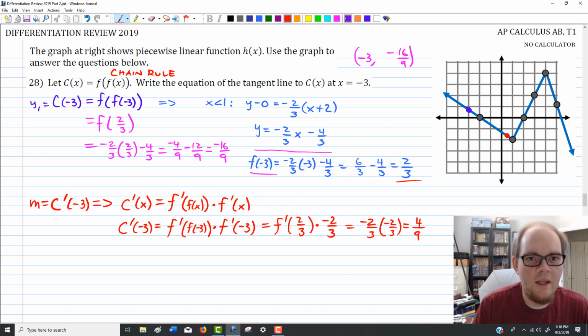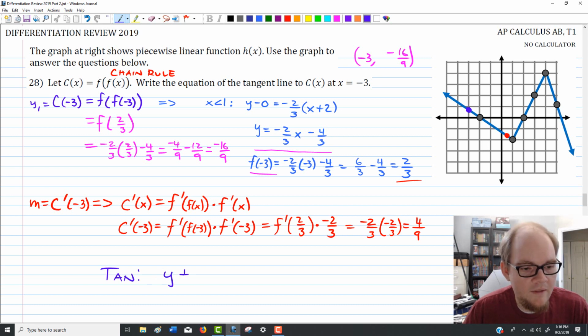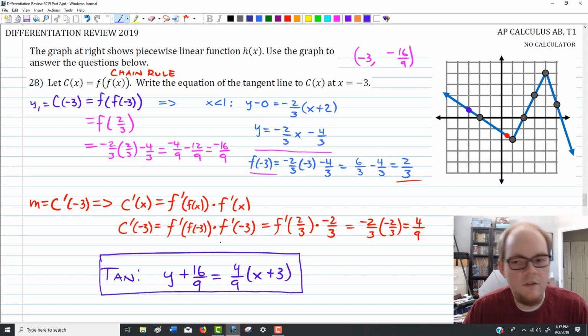And with that ingredient in place, that brings all our pieces together finally. We're going to have as our tangent line, y minus a -16/9 equals 4/9 x minus a -3. There is our tangent line.